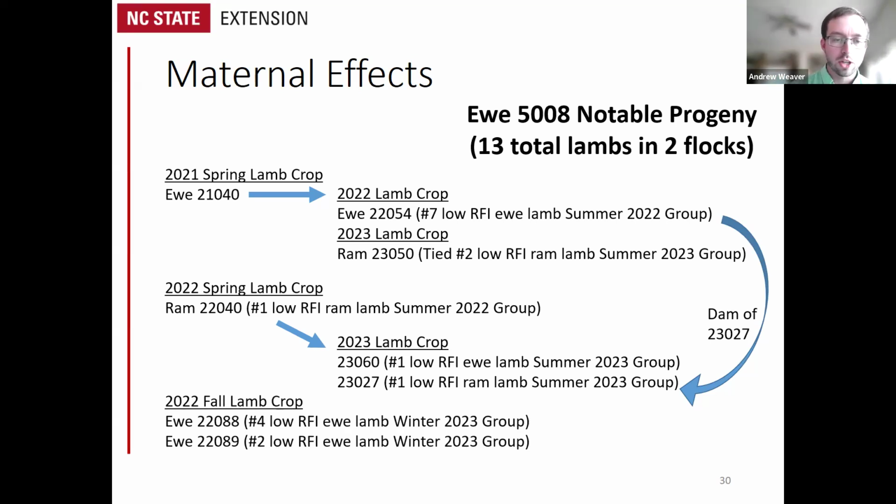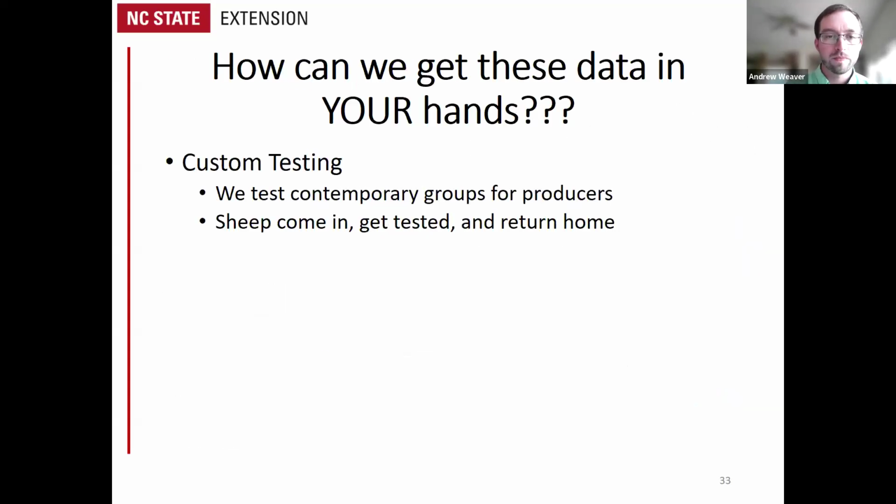That ewe had 2 twin ewe lambs, and they were ranked number 2 and number 4 as low RFI ewe lambs in that winter 2023 contemporary group. So again, kind of interesting here. I started following all these pedigrees back, and 5008 kept showing up every single time. And I'm like, maybe there's something to this. So it's pretty interesting, and I'm continuing to dig into this and trying to understand what those potential maternal impacts could be on feed efficiency. But it seems like this maternal line is relatively consistent.